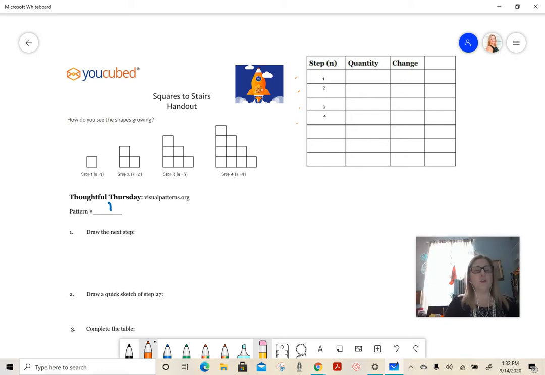And so I'm going to use color and I'm going to think about how I see the shape growing and changing. And as I do that, I'm going to draw what I'm seeing. Because in these you're also asked to draw the next step, I would be asked to draw what step 5 would look like. So I'm going to use my orange pen and I'm going to color in some orange into that step. And I'm thinking, okay, that's step 1.